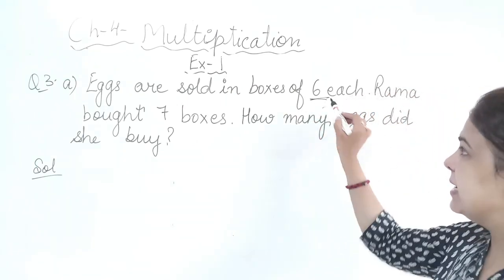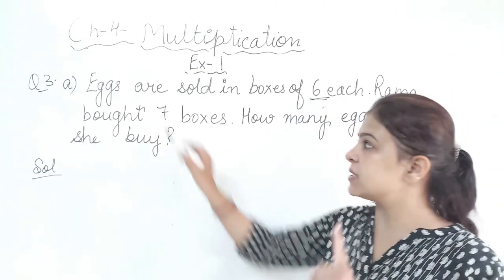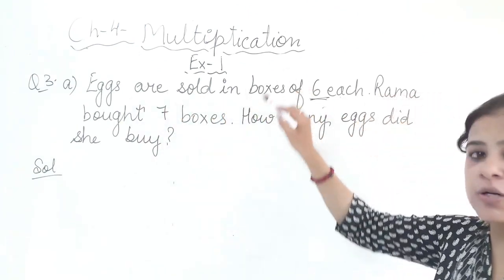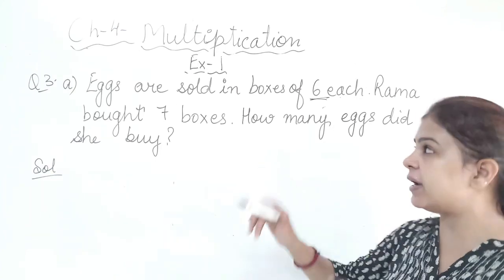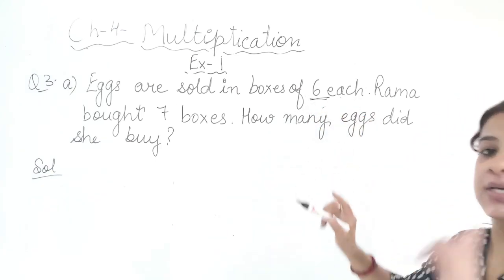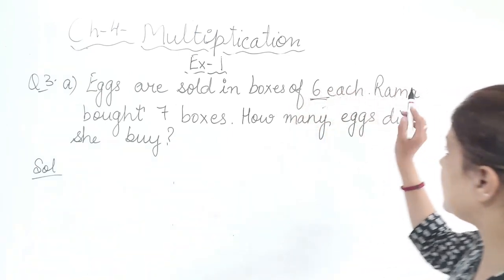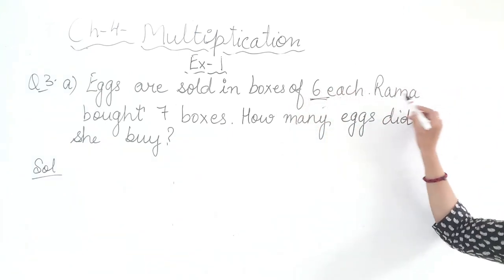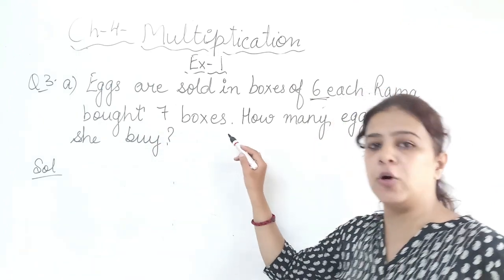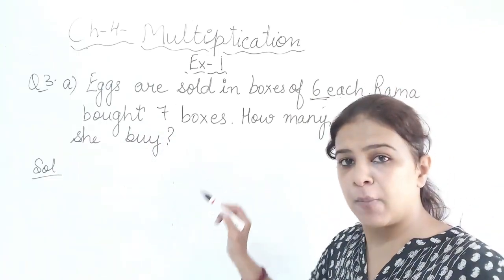Just remember this. Each means one box. Eggs are sold in boxes, means the boxes are given and 6 each. 6 eggs in one box. Now, the question says Rama bought 7 boxes. How many boxes did Rama buy?